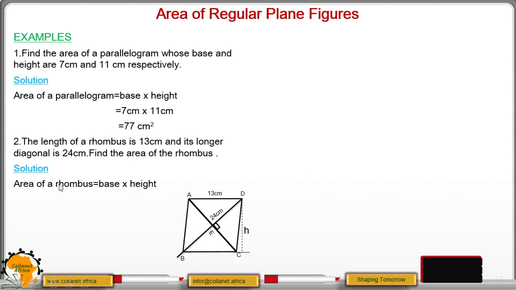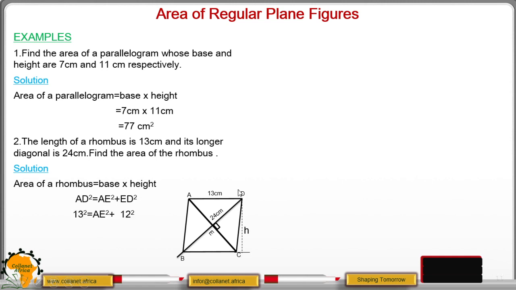Now, for us to get the area, we have seen that the area of a rhombus will be base times height, but we need to get the value of height. Or we can say that we can get the area by getting the area of the two triangles. So if maybe we are given that this diagonal is 24 and this is 13, then it implies that from E to D it will be half of 24, which is 12.